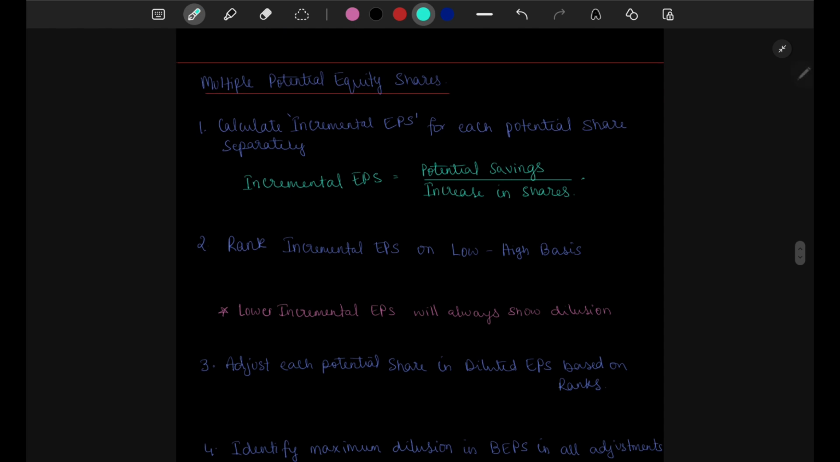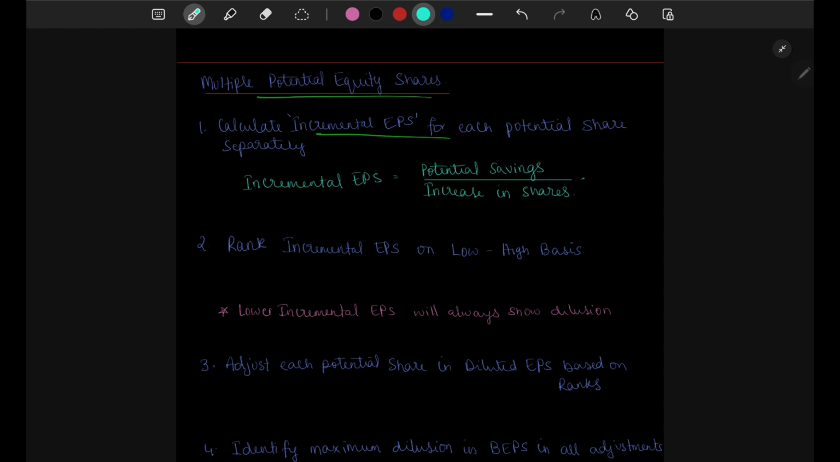Okay, so if there are multiple potential equity shares, meaning if they've given ESOP, share warrants, convertible preference shares, convertible debentures, all in one sum itself, in that case you'll have to find incremental EPS, meaning you'll have to find out what the EPS will be in each scenario.